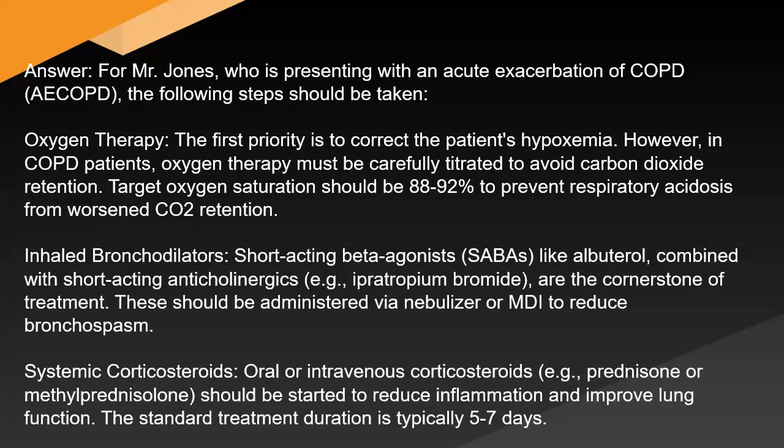Oxygen therapy. The first priority is to correct the patient's hypoxemia. However, in COPD patients, oxygen therapy must be carefully titrated to avoid carbon dioxide retention. Target oxygen saturation should be 88-92% to prevent respiratory acidosis from worsened CO2 retention. Inhaled bronchodilators. Short-acting beta-agonists, SABAs like albuterol, combined with short-acting anticholinergics, e.g. ipratropium bromide, are the cornerstone of treatment. These should be administered via nebulizer or MDI to reduce bronchospasm.